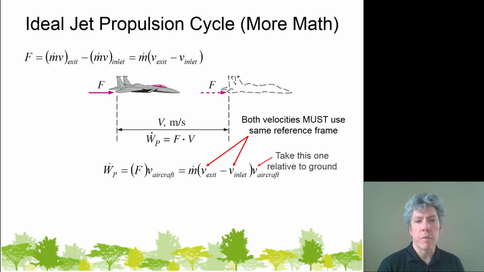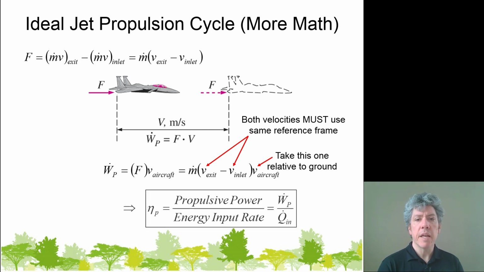The other one, though, the velocity of the aircraft has to be taken with respect to ground. Obviously, if you're standing on the craft, the velocity of the craft relative to your frame, which is on the craft, is zero. So that doesn't work. The velocity of the craft has to always be taken with respect to ground. Then finally, we can calculate the so-called propulsive efficiency as the propulsive power divided by the energy input rate of the fuel, Q dot in.